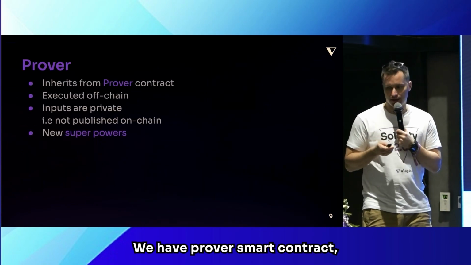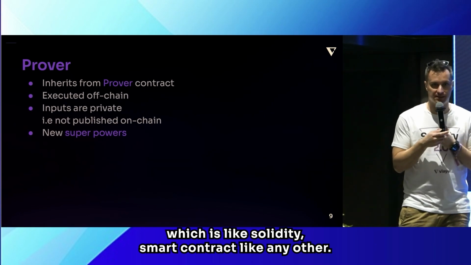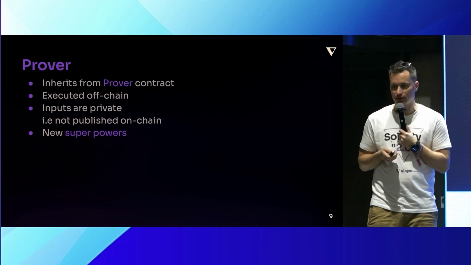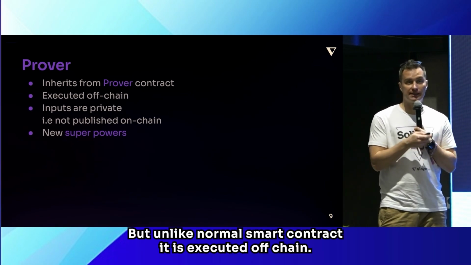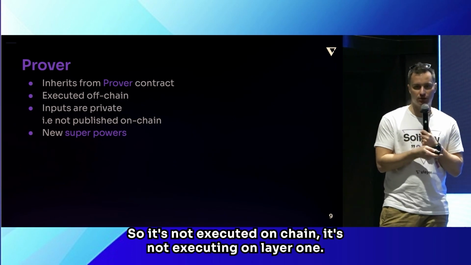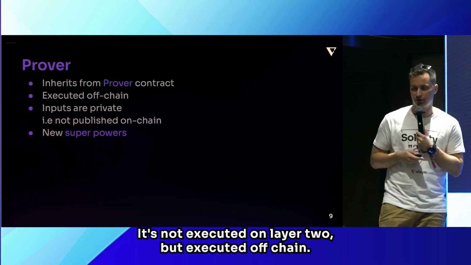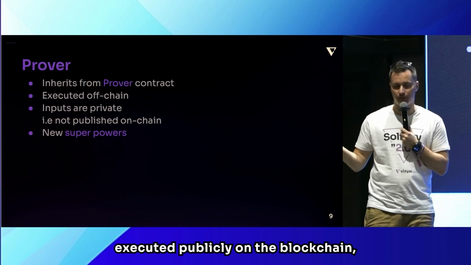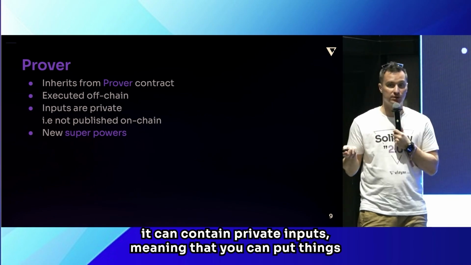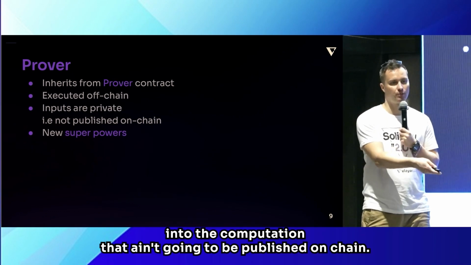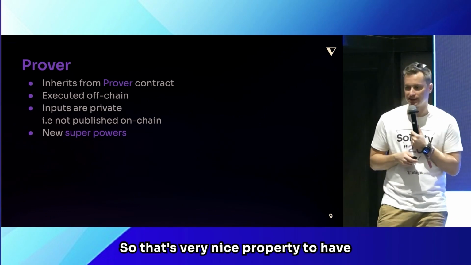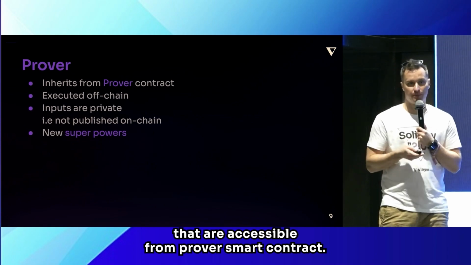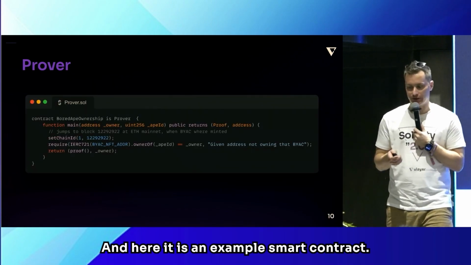We have a prover smart contract, which is a Solidity smart contract like any other. It inherits from the prover base smart contract, but unlike a normal smart contract, it is executed off-chain. So it's not executed on-chain, not on layer 1, not on layer 2, but off-chain. And because it's not executed publicly on the blockchain, it can contain private inputs, meaning that you can put things into the computation that aren't going to be published on-chain. That's a very nice property to have, as you're going to see, for those new superpowers that are accessible from a prover smart contract.